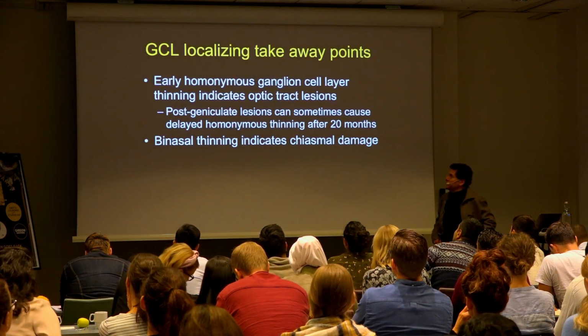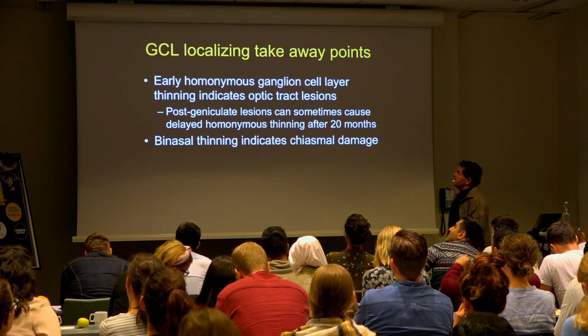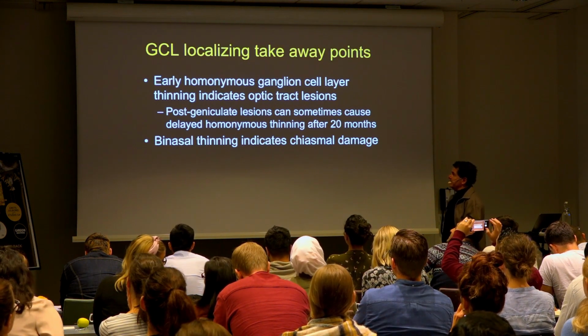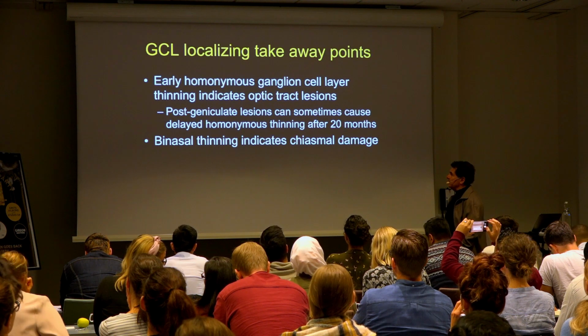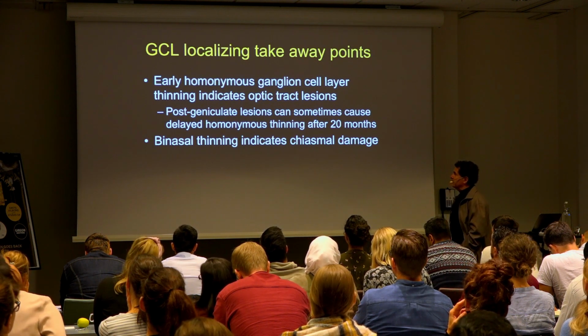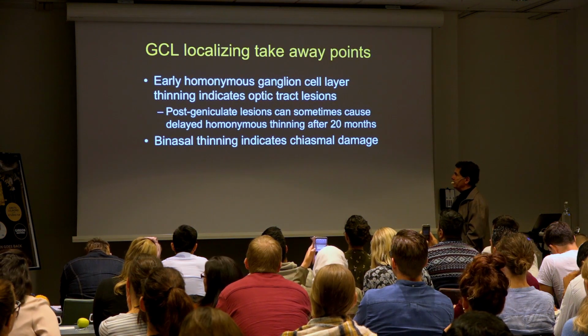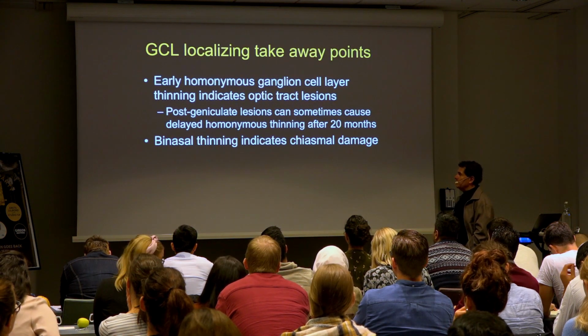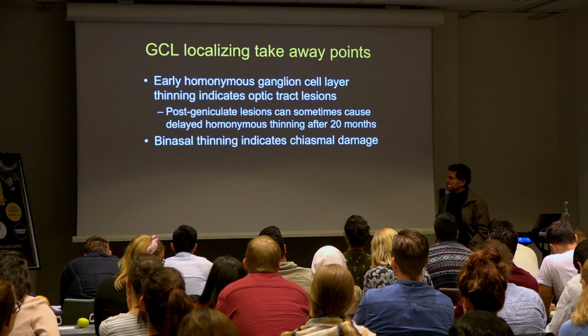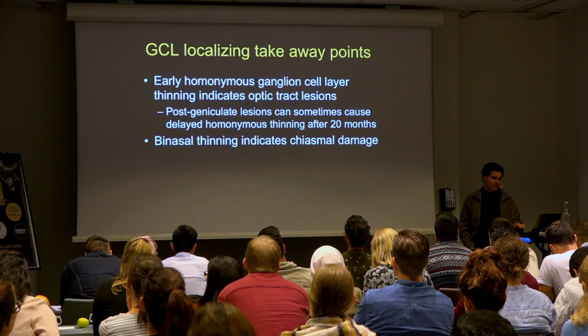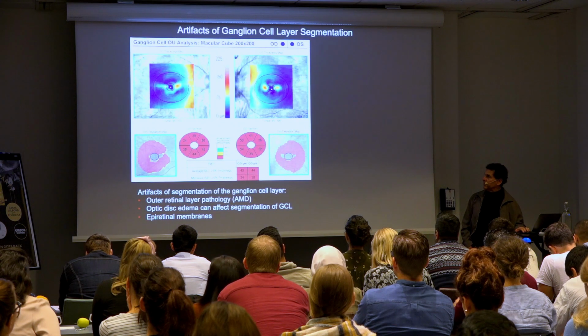So takeaway points on the ganglion cell. Early homonymous ganglion cell thinning indicates a tract or pregeniculate lesion, but postgeniculate lesions can sometimes cause delayed homonymous thinning. Nasal thinning indicates chiasmal damage, so that's where it can really help you in going in the right direction in your workup.